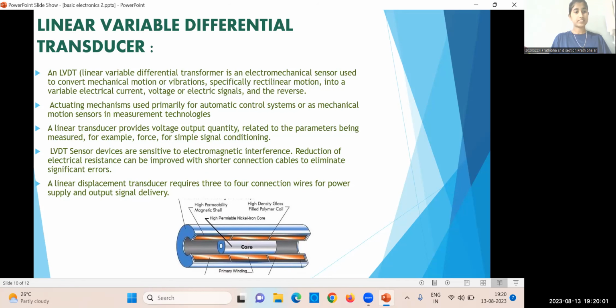A linear transducer provides a voltage output quantity related to the parameter being measured, for example, force, for simple signal conditioning. LVDT sensor devices are sensitive to electromagnetic interference. Reduction of electrical resistance can be improved with shorter connection cables to eliminate significant errors. A linear displacement transducer requires 3 to 4 connection wires for power supply and output signal delivery. Here we can see the schematic representation of the linear variable differential transducer.